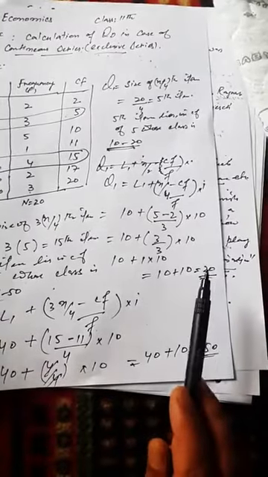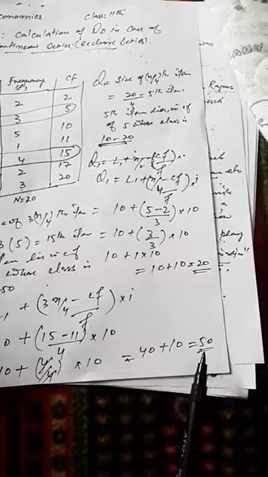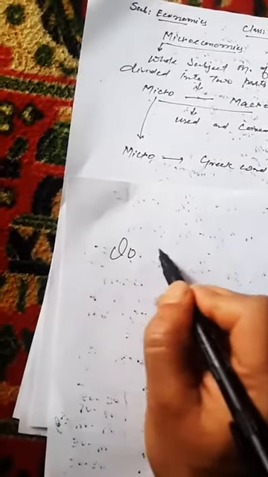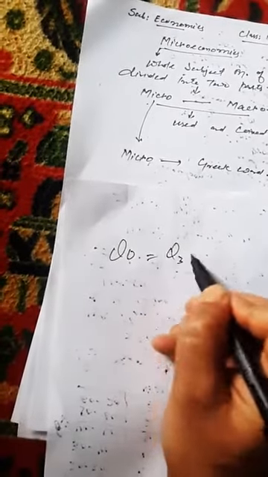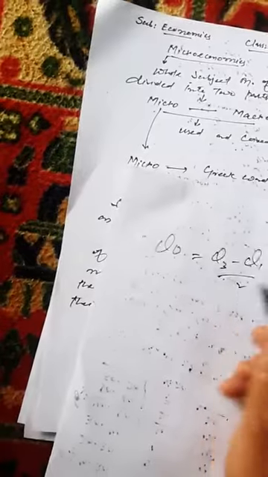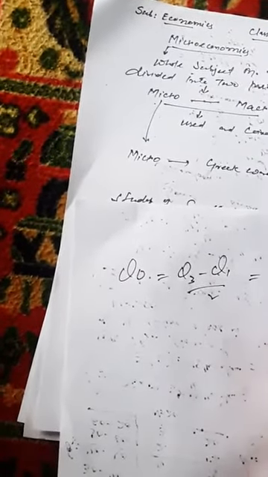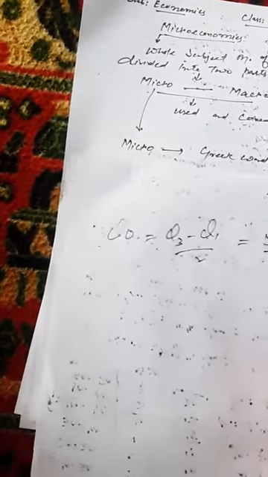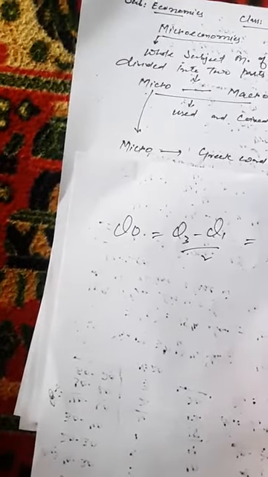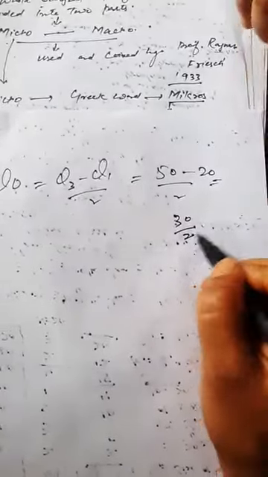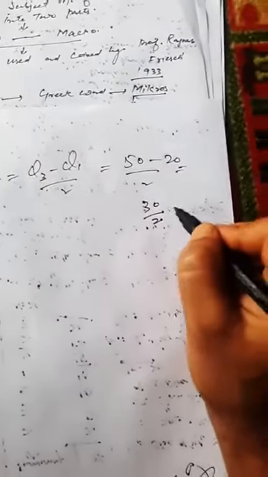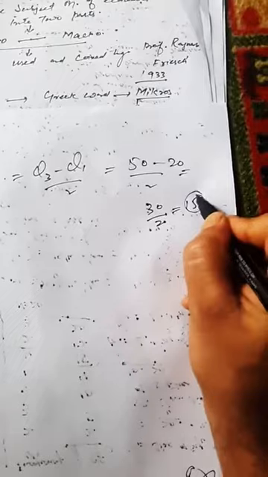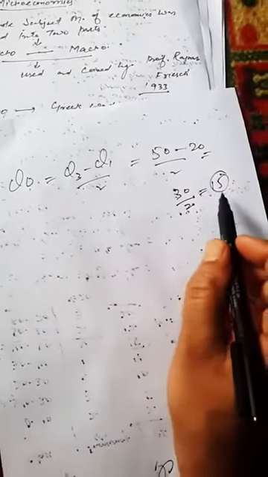Here Q1 is 20 and Q3 is 50. Now we will write the formula for calculating quartile deviation. That means quartile deviation QD is equal to Q3 minus Q1 divided by 2. So Q3 is 50, Q1 is 20, so 50 minus 20 is equal to 30, divided by 2, which is equal to 15. So simply we can say our quartile deviation is 15.